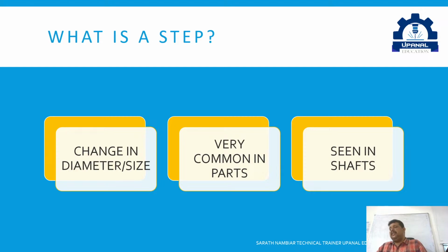What is a step? This step is used mainly in CNC turning, and it is actually a simple feature. A step means a change in size. For example, one diameter here, a little further it becomes a smaller diameter, then again a smaller diameter. It's very common in shafts. So whenever you see a size changing, that is known as a step.